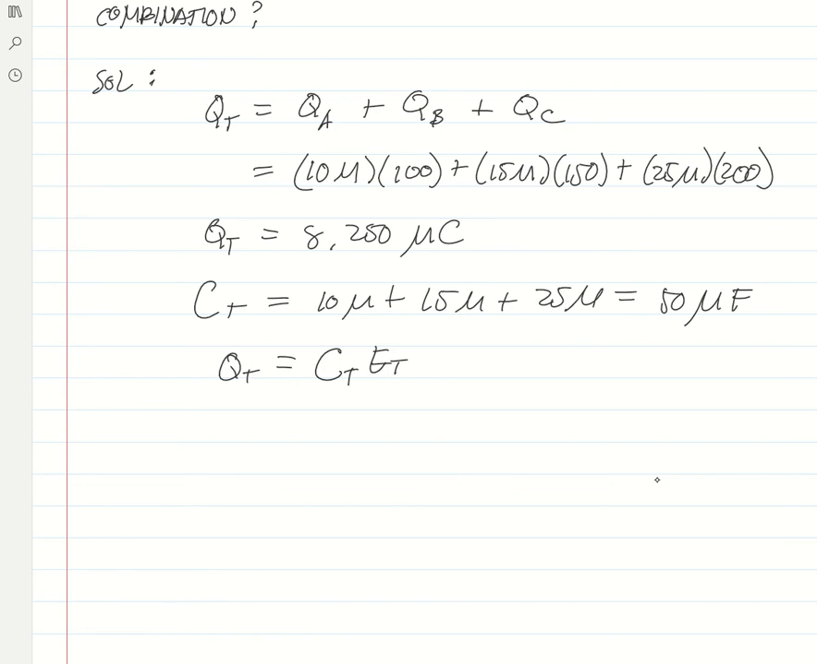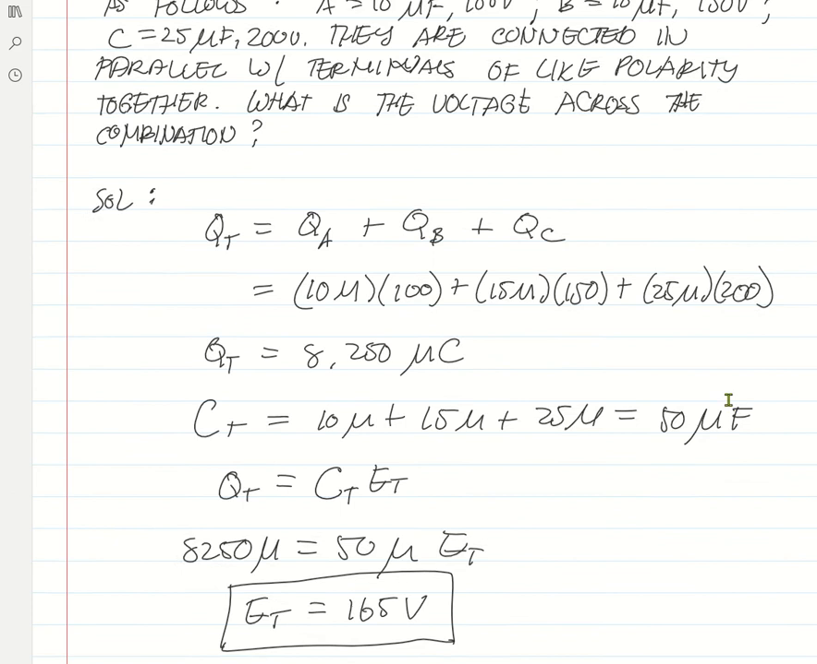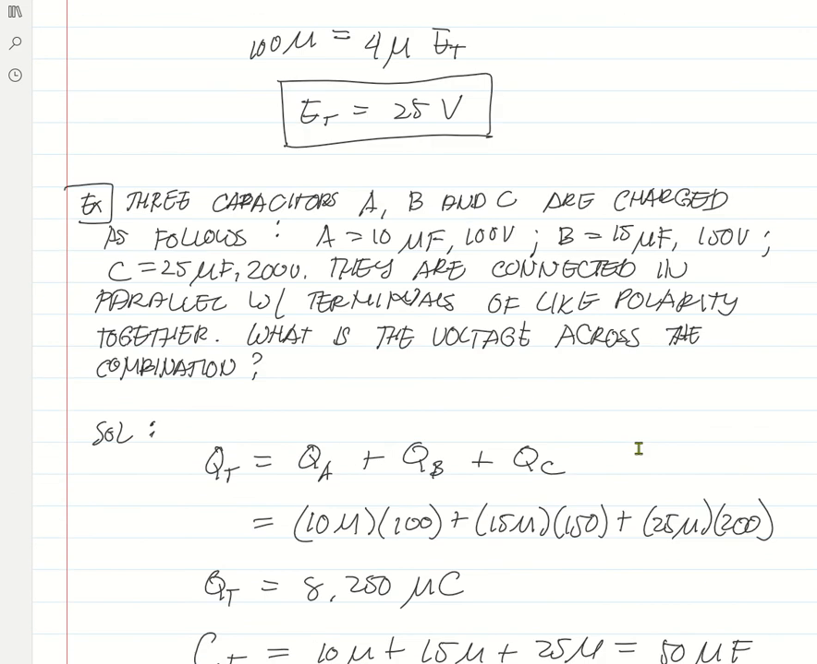So Q total is equal to 8,250 micro. C total is 50 micro. Then solve for the total voltage. The total voltage will be 8,250 micro divided by 50 micro, and that is equal to 165 volts. So the voltage across the combination of the three capacitors will be equal to 165 volts. So this is all about capacitors. The next topic will be about magnetic circuits.